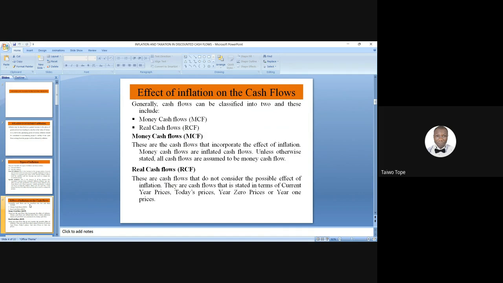So also we have the real cash flows. These are cash flows that do not consider the possible effects of inflation. So this is a cash flow that is stated in real terms. That is, inflation is not incorporated. With real cash flow, future cash flows are expressed in terms of constant purchasing power. So these are cash flows that are stated in terms of current year prices, today's prices, year zero prices, or year one prices.